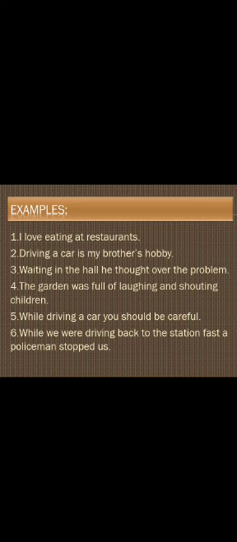The third, waiting in the hall, he thought over the problem. In this sentence, waiting in the hall, he thought. How did he think? Waiting in the hall. And in this sentence, the verb waiting is in the function of adverbial modifier and it is participle one.